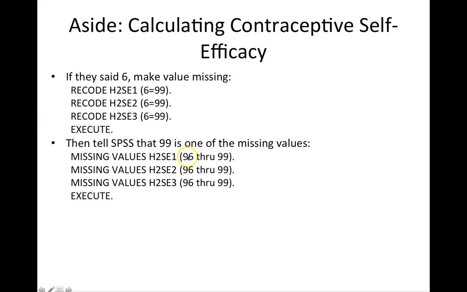SPSS in this data set already has 96, 97, and 98 as the missing values that were already programmed in there. SPSS doesn't like for there to be more than 3 individual missing value codes, so we have to use a range to tell it that everything from 96 through 99 is missing for each of these. Otherwise, it will use 99 in calculating our means and our totals.